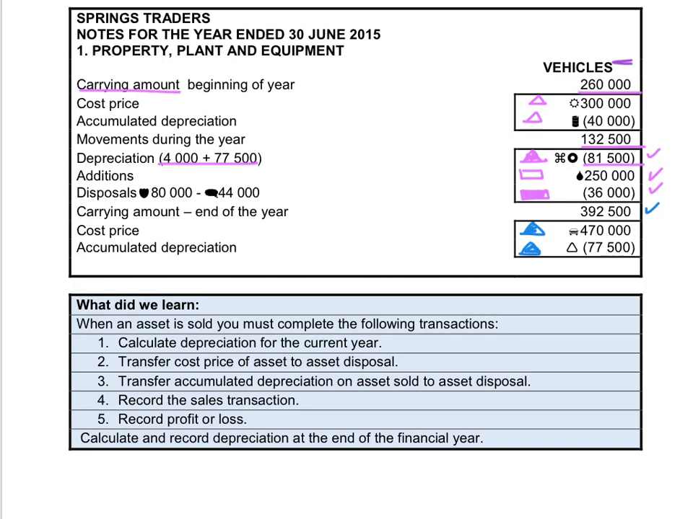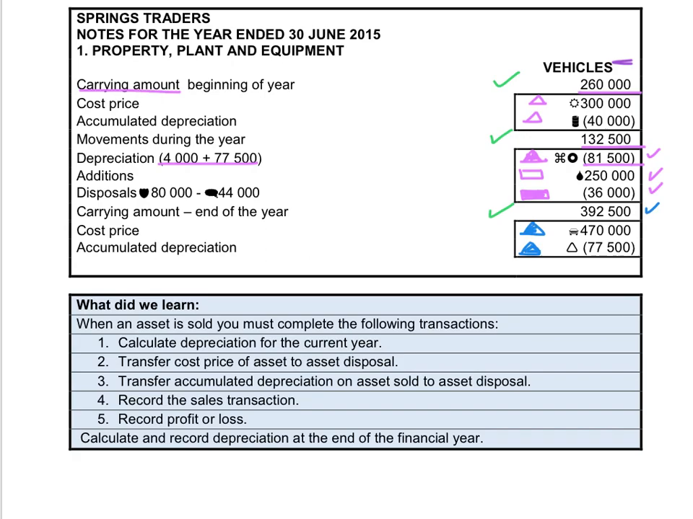To check yourself, you can use this opening balance 260,000 plus the 132,500 movement, and if I add those two together, it must give me the same answer as what I recorded when I worked out what was the carrying amount.